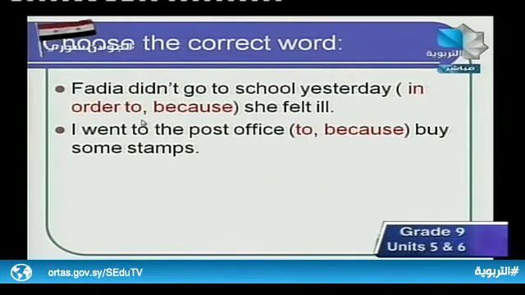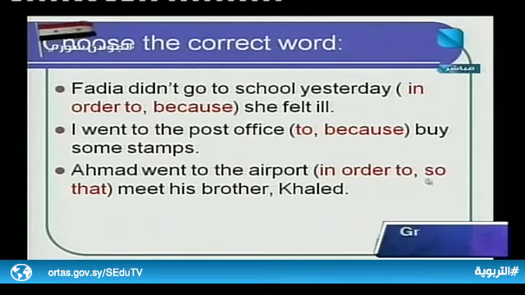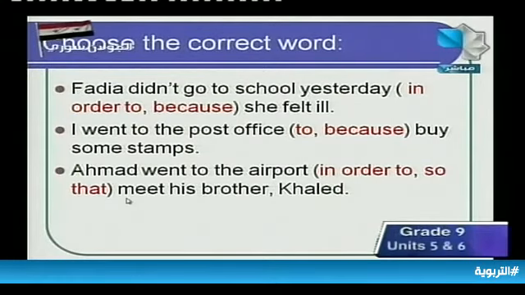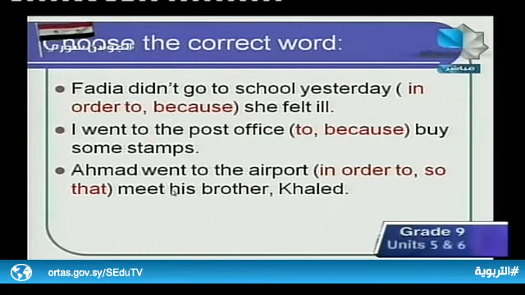Yes. Ahmad went to the airport in order to or so that meet his brother Khalid. We mentioned that after so that we have to use the subject and the verb. Yes. So here we have the verb. We choose in order to. Also, we have a purpose here. Yes, Ahmad went to the airport. Why? To meet his brother. We have a purpose, to meet or in order to meet. Okay.